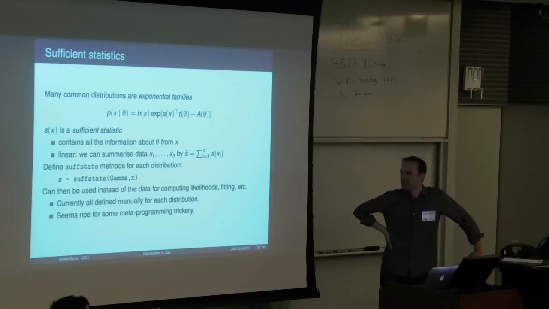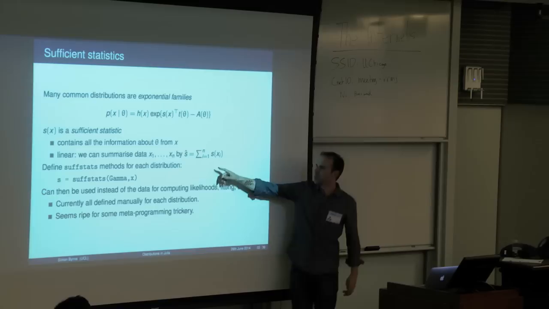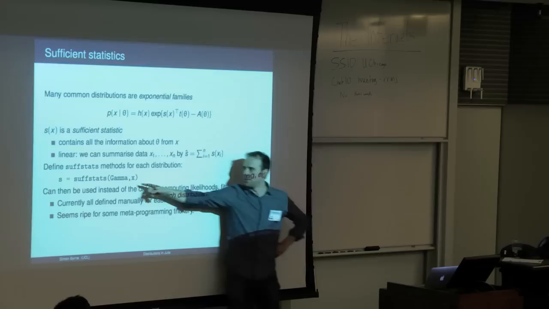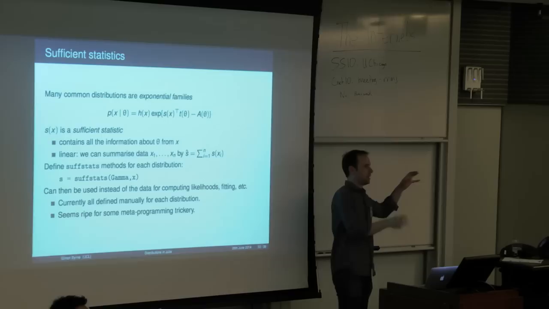So in this case, X is an array or something, and S is a scalar or a tuple? So X1 to Xn are individual observations. I'm calling suffstats of Gamma comma X. So yes, this X would be a vector. Suffstats would typically then be a tuple or something like that, which would give you a type with 2 or 3 components.